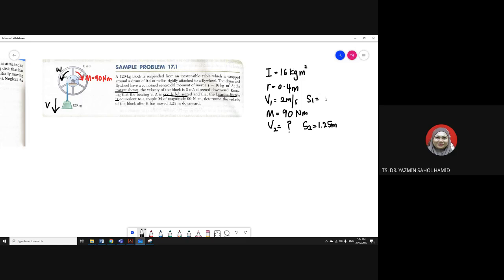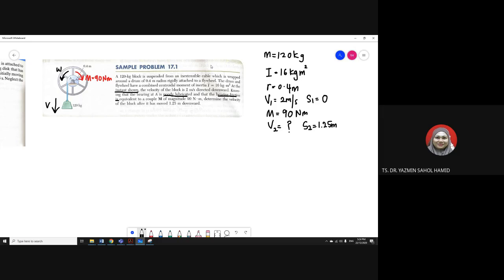So we can say that S1 we assume to be starting at 0. These are all the information that we have, and the mass of the block is 120 kilogram, don't forget that information. So these are all the important information given for us. What they ask us to determine is V2.